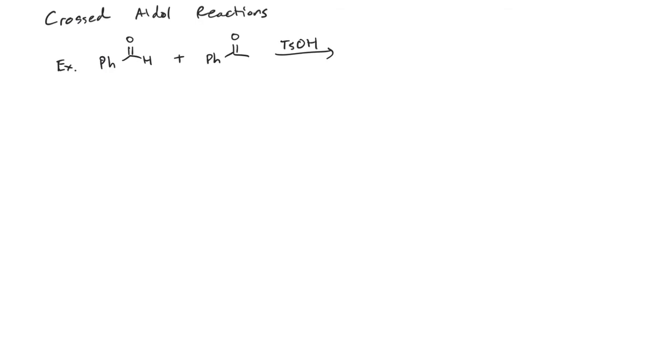And so I'm reacting these together with tosic acid, so strong acid. And if we're looking at the two molecules here, there's actually only one set of hydrogens that can be used to make an enol. And so that means that the acetophenone here must be the enol, the benzaldehyde must be the electrophile. So I've gone ahead and labeled the electrophilic atom here.